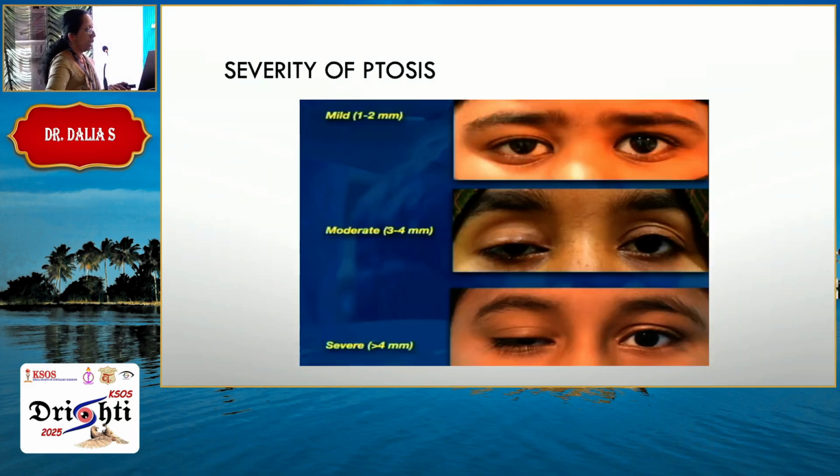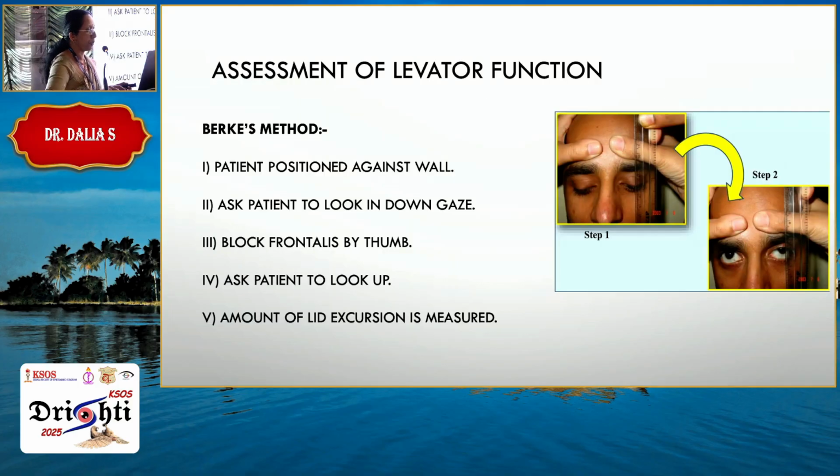When there is a unilateral asymmetric ptosis, the severity of ptosis is graded by the difference: a difference of 1 to 2 millimeters is considered mild, moderate is 3 to 4, and severe ptosis is when there is a difference of more than 4 millimeters. One of the most important measurements is the assessment of the levator function, which is usually done by Berke's method, and this is always important when it comes to your treatment aspect also.